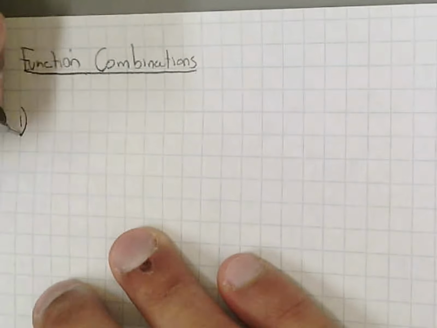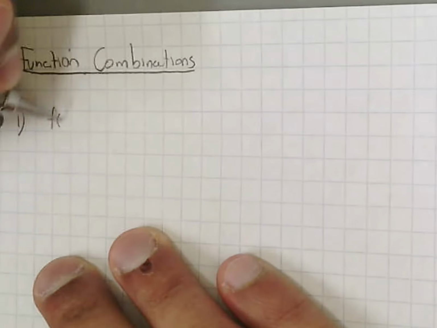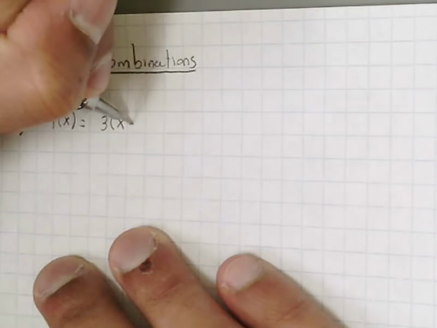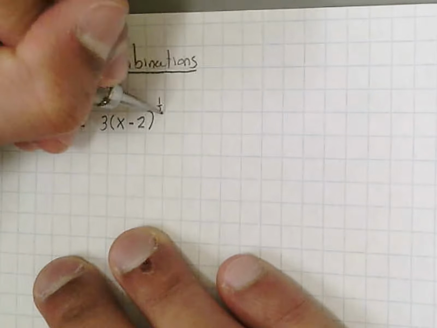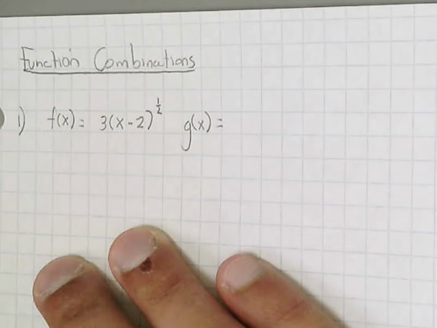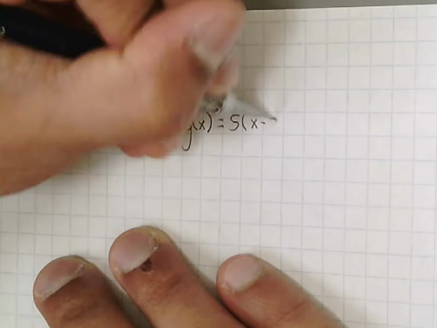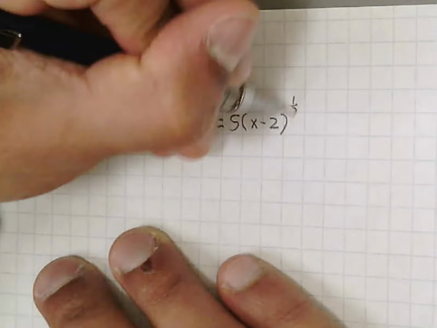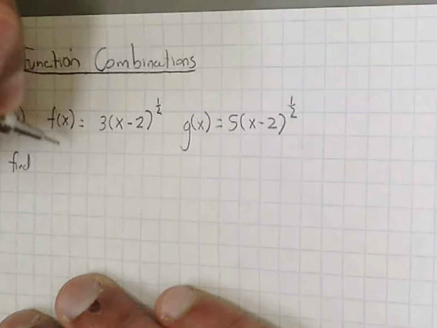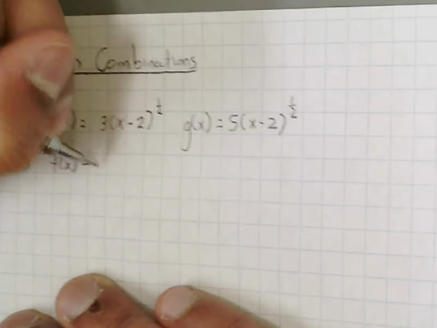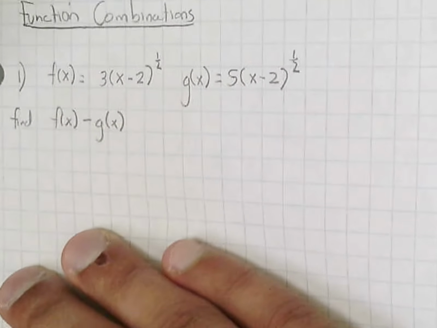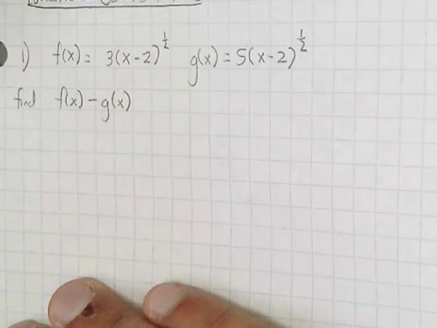Alright, so example number one. Say we have two functions. We have the function f, and it is going to be equal to 3 times the quantity x minus 2 to the 1/2 power. And then we also have the function g. So g of x is equal to 5 times the quantity x minus 2 to the 1/2 power. And the directions may say find f of x minus g of x. So f of x minus g of x means we're simply subtracting our two functions.